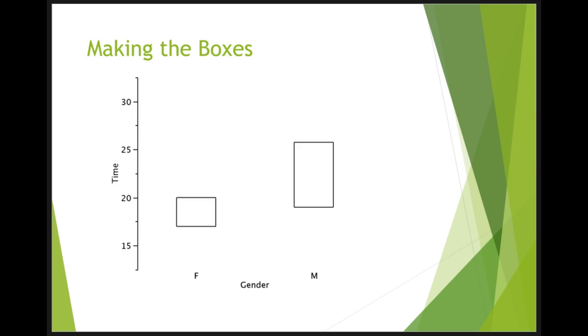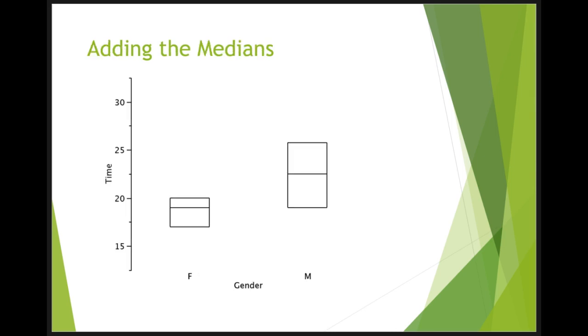The next step is to connect the lines forming boxes for each gender. Now we draw a line showing the median for each group. Naturally, the median is between the 25th and 75th percentiles. The median time is 19.5 for the women and 22.5 for the men.